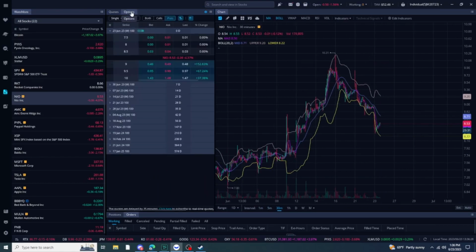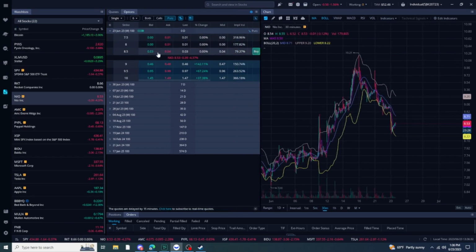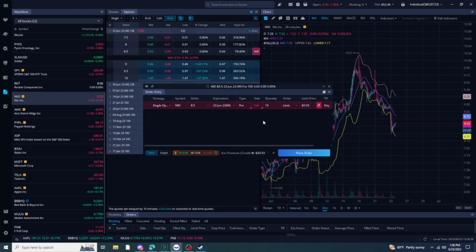So we're going to come over here to options and make sure this says puts at the top. Okay. This is all available puts that you can buy. Remember what the stock rate was. Okay. $8.50. We're going below. This is the one that you would buy. These are your contracts, what you're currently looking at.